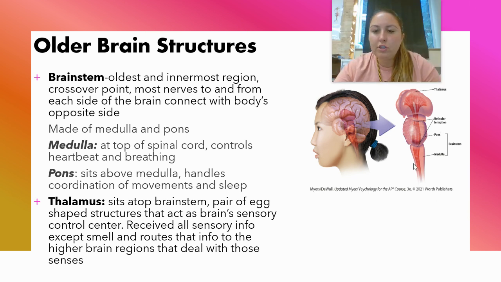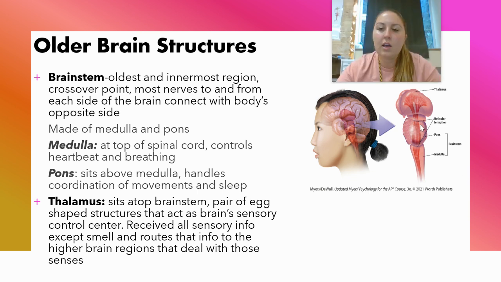Now, the two structures that make up the brainstem are the medulla and the pons. The medulla basically controls our heart rate and our breathing. This is why a person could be in a coma but still be alive, due to the medulla. Then our pons sits above the medulla, and this handles the coordination of movements and sleep. So the pons is going to work together with the cerebellum to coordinate movement.